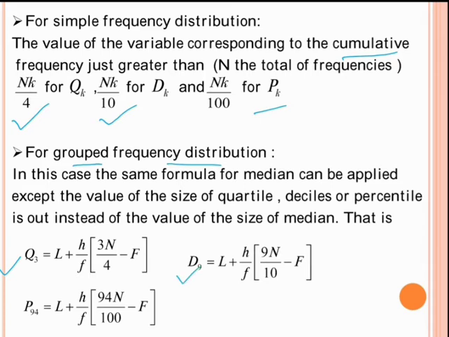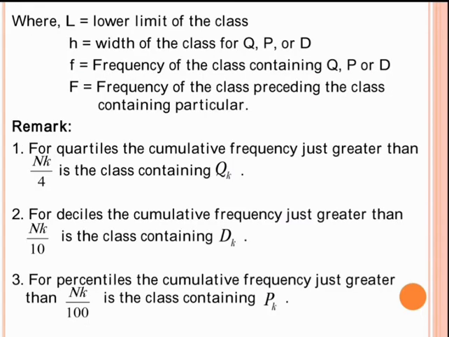If it is D9, we will replace the 3 by 9: L plus h by f, 9 into capital N, and since it is D, we will replace 4 with 10, minus F. Similarly, for P_K, if it is P94, then L plus h by f, here 94 replaces the 9, and 10 is replaced by 100 since it is P, minus F, where L is the lower limit of the modal class, h is the width, f is the frequency and capital F is the cumulative frequency.